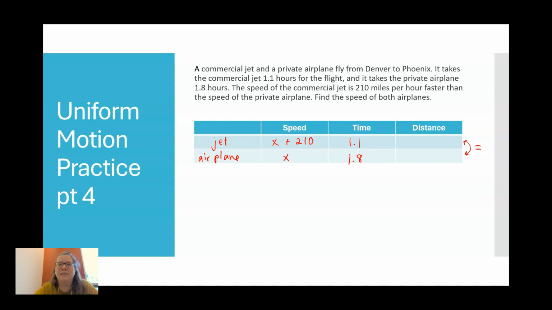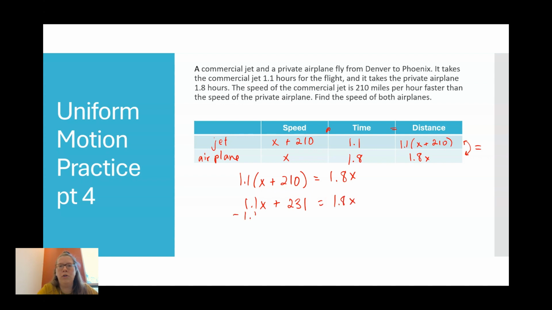All right, my distances are equal. Speed times time equals distance. So I have 1.1 times x plus 210. And down here I have just 1.8x. I'm going to use the fact that I know my distances are equal to set up this equation. All right, distributing. What is 210 times 1.1? 231. Well, of course it's 231. It's 210 and 21.